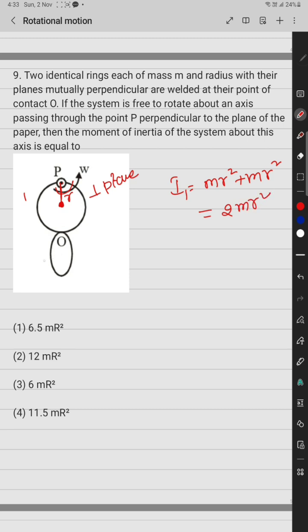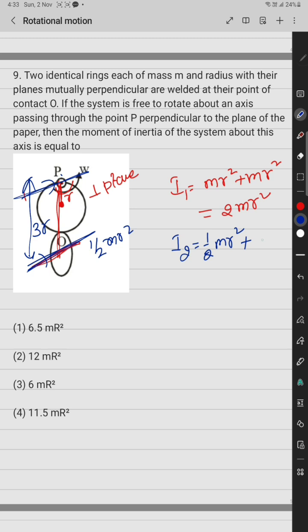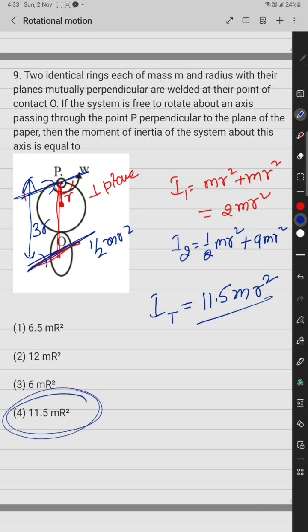For the second ring, I_g is about its diameter, and we have to shift it from here to here. The shifting distance is 3r, and this is parallel to this one, that is half m r squared. So the second ring's moment of inertia is half of m r squared plus m into 3r whole squared, meaning 9 m r squared. So 9 plus 2 is 11, and half, so the total moment of inertia is 11.5 m r squared. So the correct option is the fourth one.